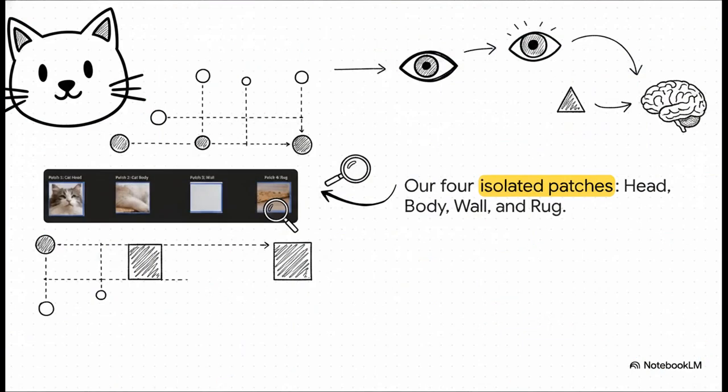To make this super clear, for our example setup today, we're going to follow 4 specific, isolated patches from a picture of a cat. We have patch 1, the cat's head, patch 2, the cat's body, patch 3, a blank piece of the wall behind it, and patch 4, a textured piece of the rug it's sitting on.